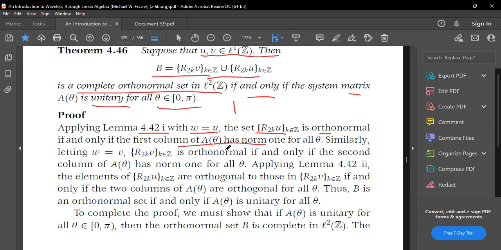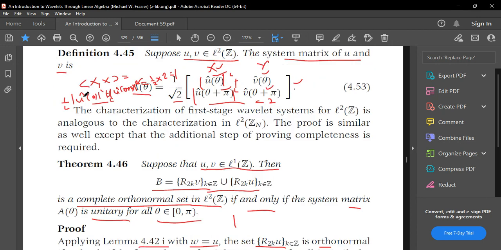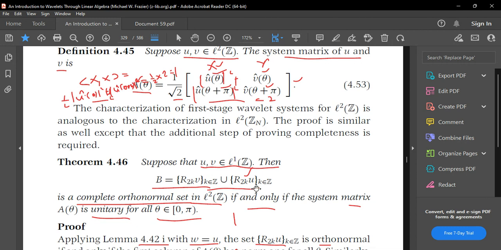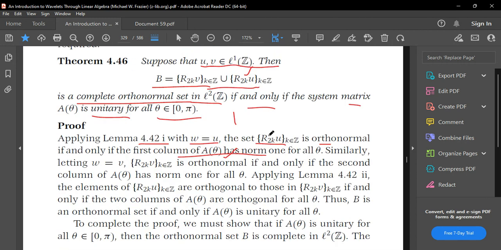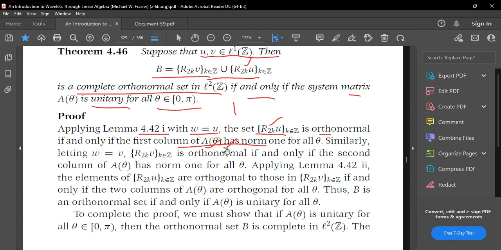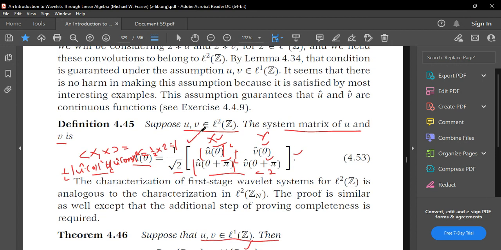Similarly, this is an if and only if statement, because if the first column has norm 1, we will have U cap of theta the norm square plus U cap of theta plus pi the whole square equal to 2, and this gives that this set R2KU will be orthonormal. So the set R2KU is orthonormal if and only if the first column of A of theta has norm 1, where A of theta is defined here.